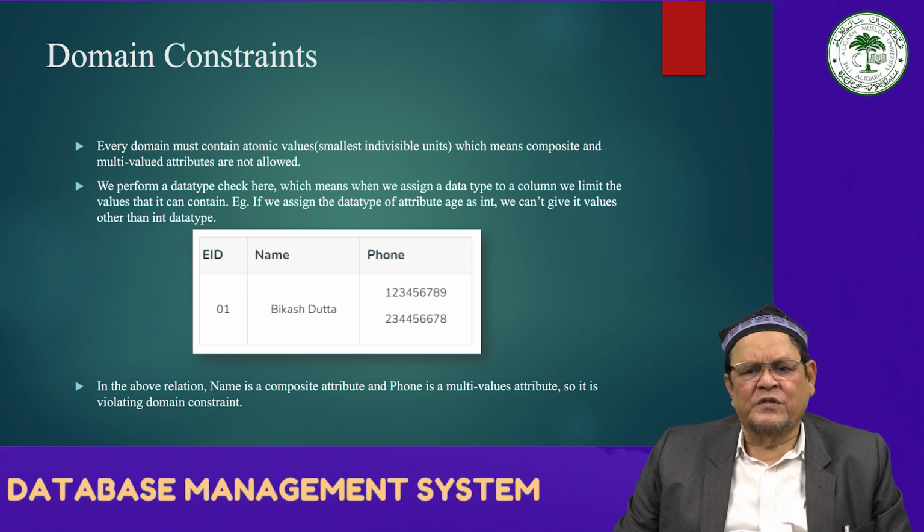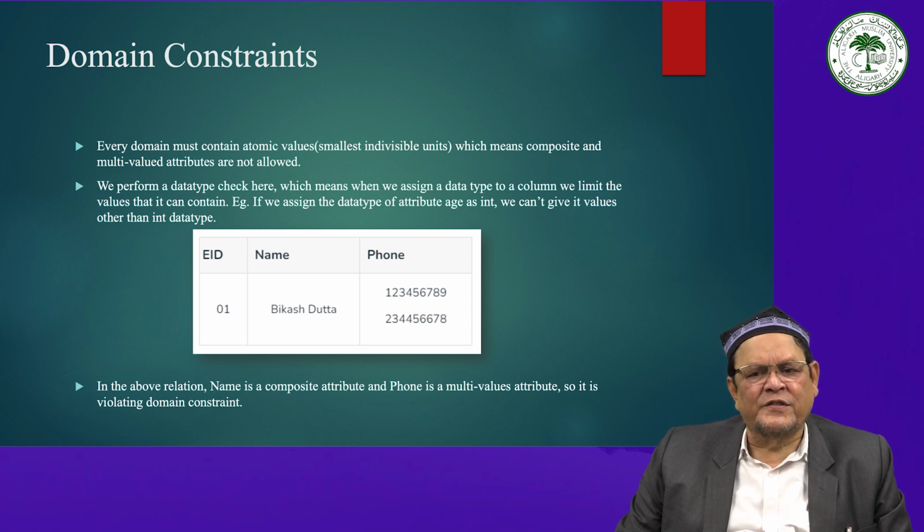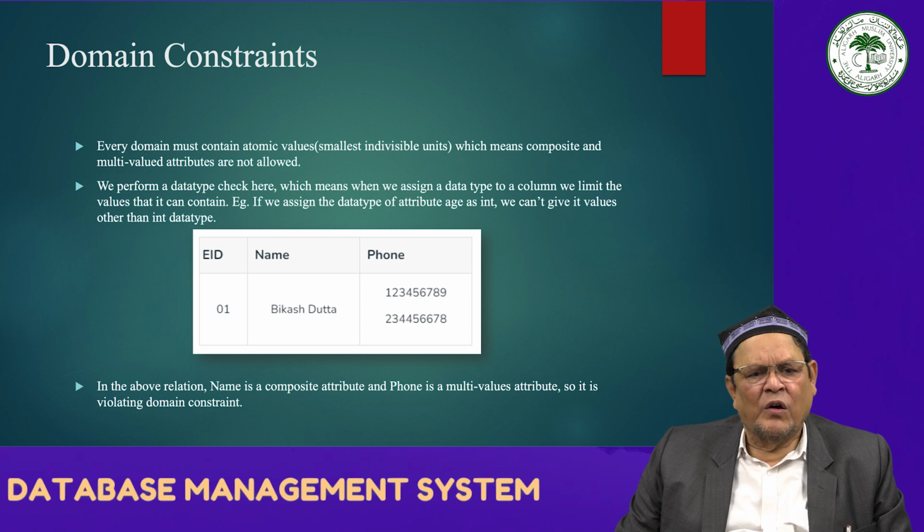Domain constraints enforce rules such as data type validation, minimum and maximum value limits, and format requirements for character strings or dates. By enforcing domain constraints, the database management system ensures that only valid and meaningful data is stored in the database, preventing data entry errors and maintaining the accuracy and reliability of the stored information.